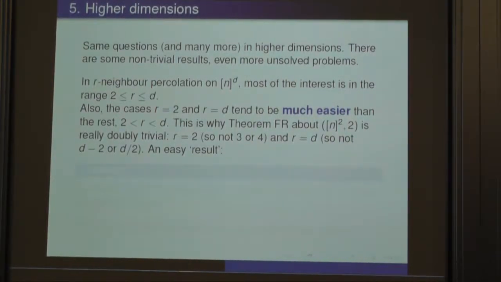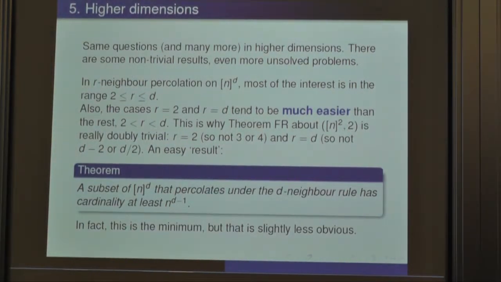If we are in d dimensions, then the case r equal to 2, so infection parameter 2, the one I have been considering up to now, tends to be much easier than the rest, and the only exception is r equal to d. So when you infect as many as the dimension, or you need 2 for infection, in these 2 extreme cases, it's much easier than in the middle.